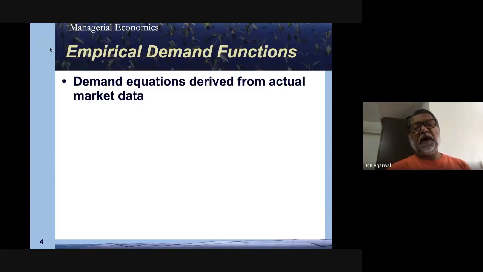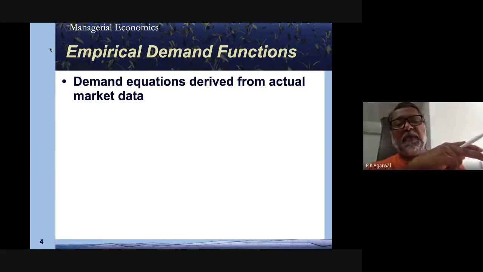But the most important thing which we will concentrate on in the next 1 or 2 classes will be empirical demand functions, wherein we will collect data, and on the basis of the data, we will do some analysis, especially regression analysis, and then on the basis of regression analysis, we'll be able to predict as to how many cars will be sold if the value of some variable is x1 or x2 or x3. So that is what we actually do. So this demand equation is derived from actual market data. I have just shown you one example of how to derive demand equation from actual market data.